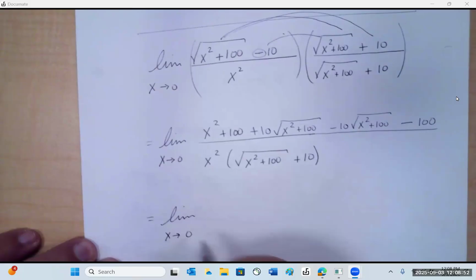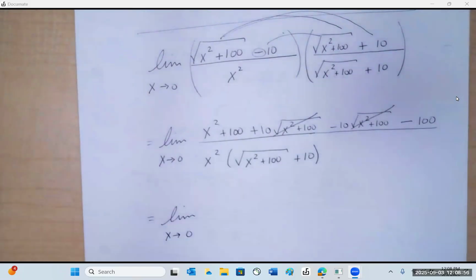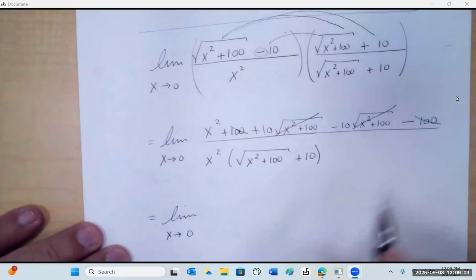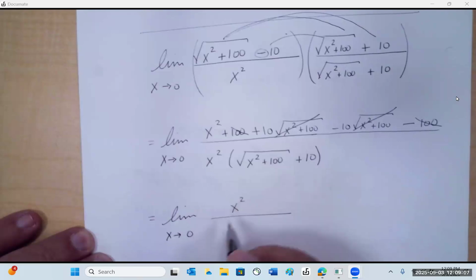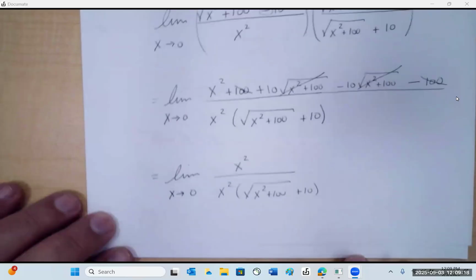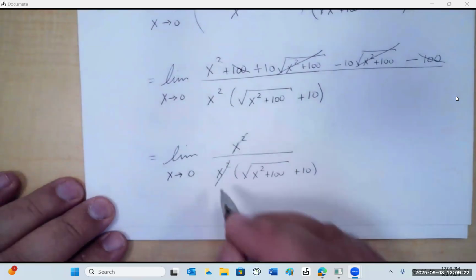Simplify. So the middle terms cancel. What else cancels? The hundreds. So on top, all we have left is x squared. On the bottom, we have x squared times radical x squared plus 100 plus 10. The x squares cancel.